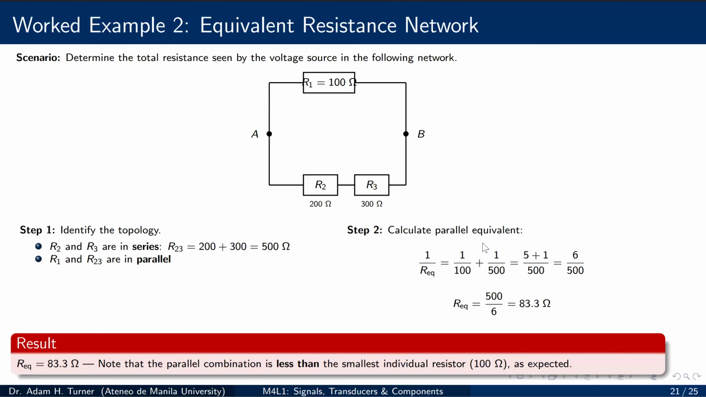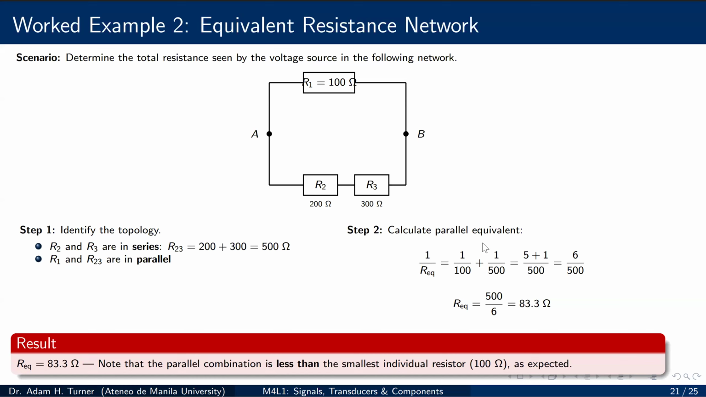Number two, then, this is where we have a network with R1 equal to 100 ohms on the top branch and R2 equals 200 ohms in series with R3 equaling 300 ohms on the bottom branch. What's the total resistance between points A and B? Okay, so here we need to identify the topology. R2 and R3 are end-to-end, i.e. they're in series. So their combined resistance is simply 200 plus 300 equals 500 ohms. And we'll call that R23.